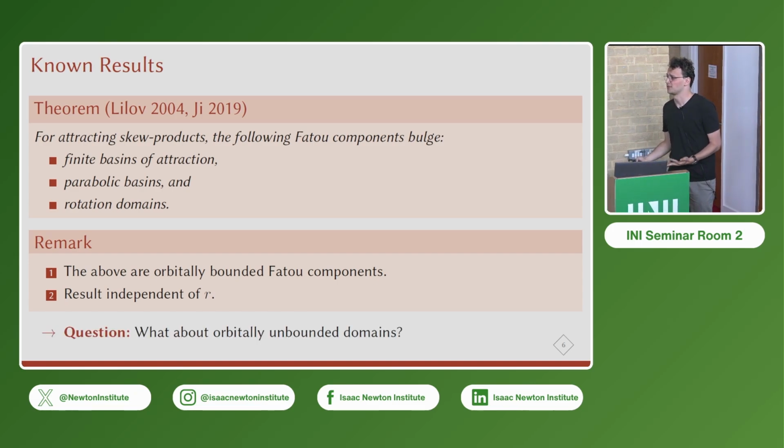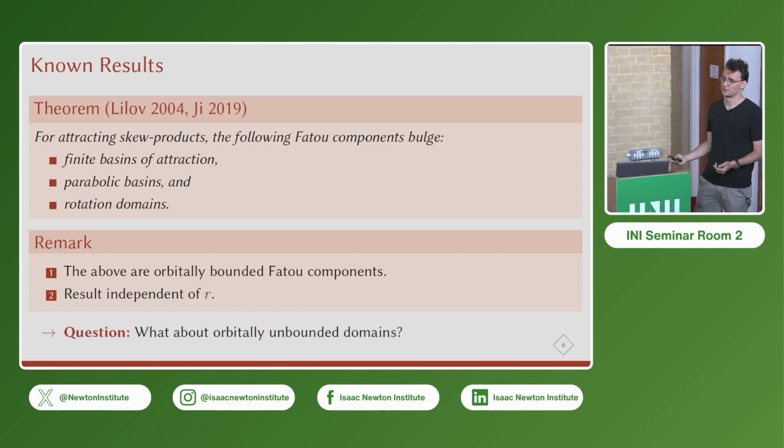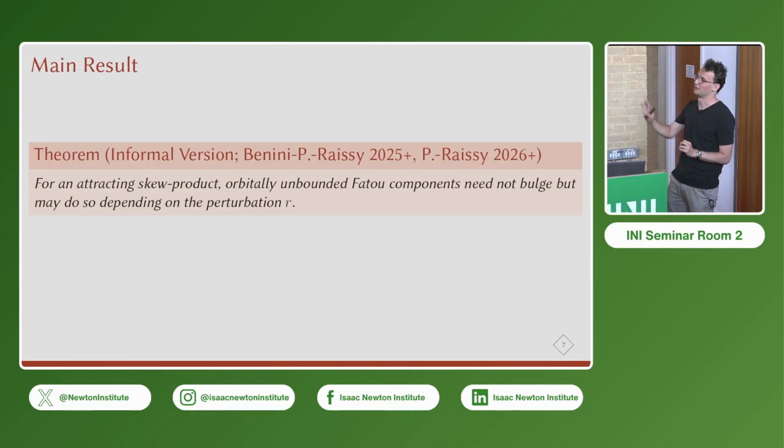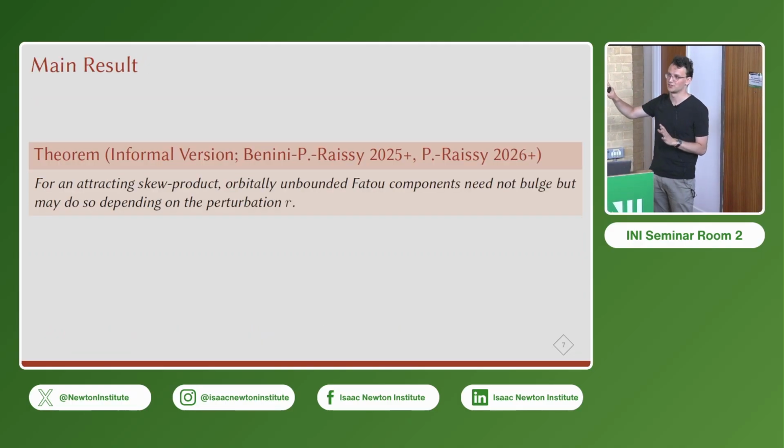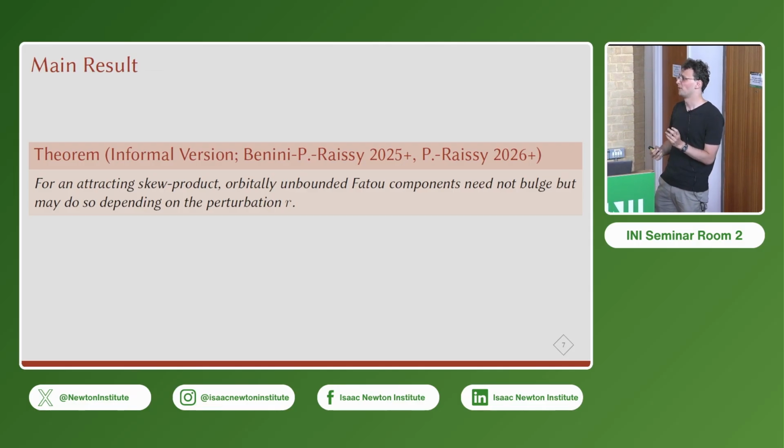The natural question: what happens for orbitally unbounded domains? And, well, the answer, the informal version, we will look at the more formal version in a moment, is if you have an attracting skew product and you have an orbitally unbounded Fatou component, then this Fatou component can bulge or not, completely depending on the perturbation.